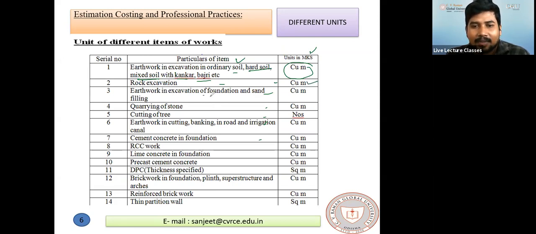Excavation of foundation and sand filling. Suppose initially I am constructing a foundation. Suppose this is my foundation, right?